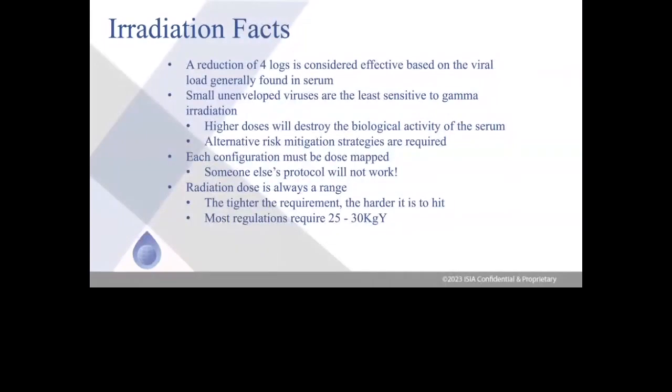So what do we know about serum and serum irradiation? We know that a reduction of 4 logs of viral load is considered effective, and that's based on the viral load generally found in the serum. As you all know, a lot of serum is composed of material from many animals, and some of those animals may have a high viral load, but when you put that many samples together, you're going to end up with a low viral load overall. It's not like they're all going to be screamingly hot. There might be a couple. So 4 logs is considered effective just based on that fact.